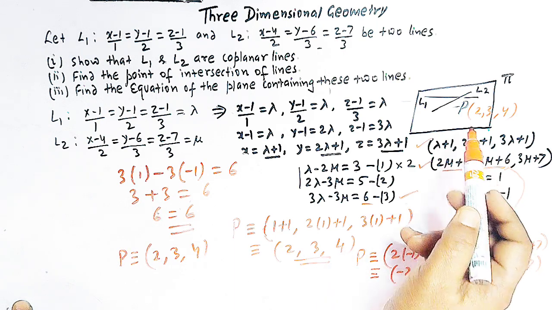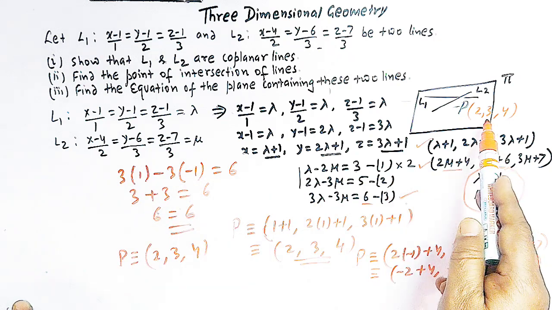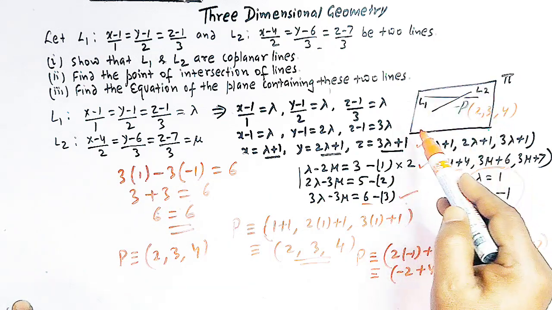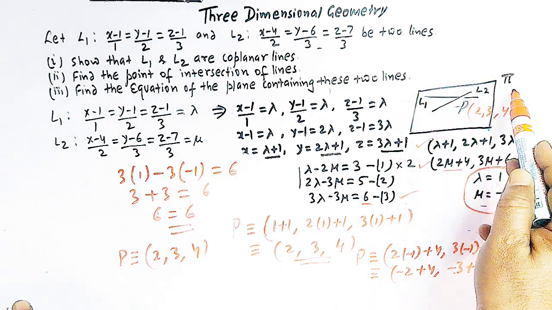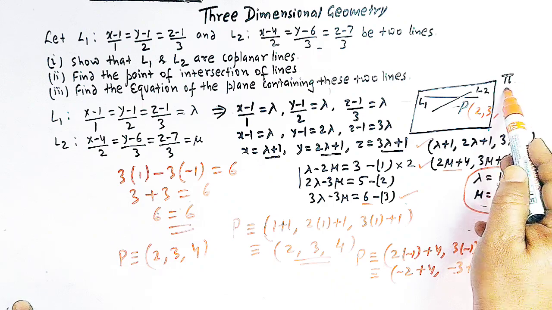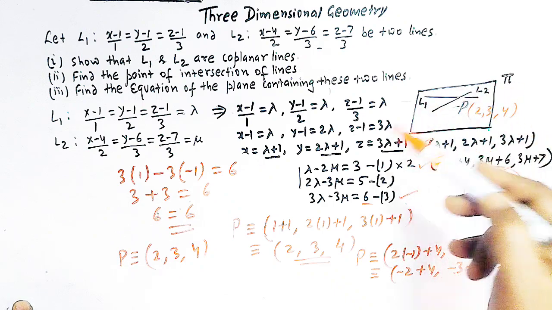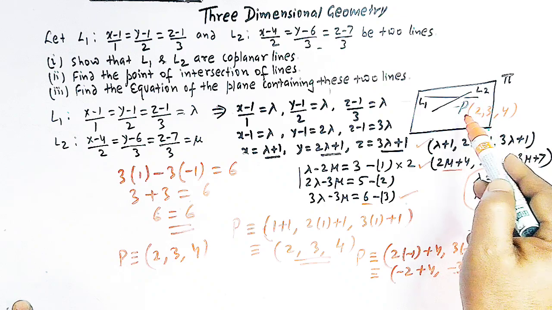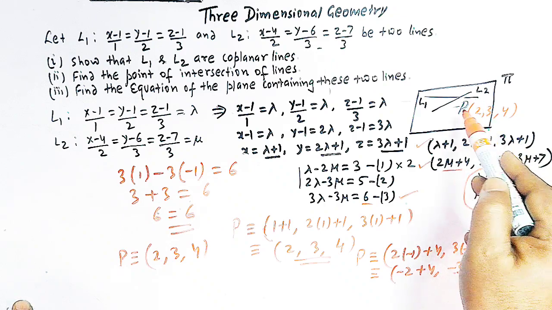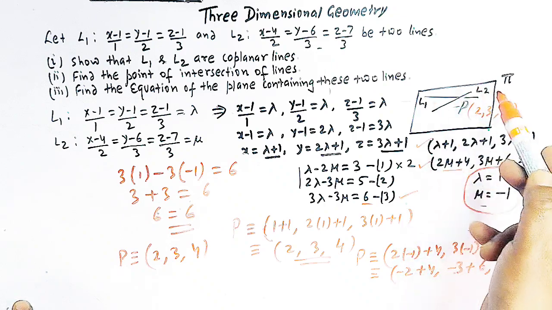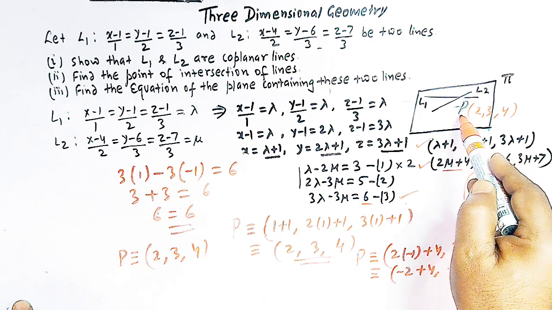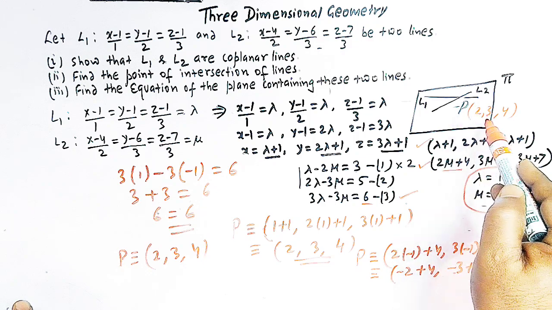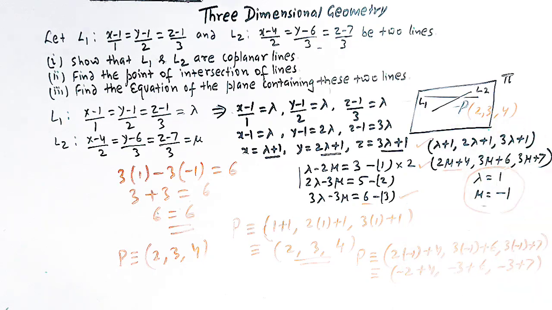So this is how we can show that the two lines are contained by this plane pi, or these two lines are on the same plane, and these two lines are intersecting lines, right? And here the point P, the point of intersection, has the coordinates 2, 3 and 4.